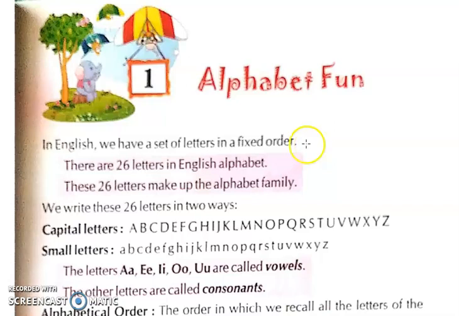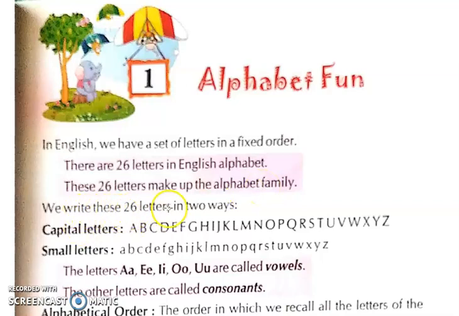Now first of all see, in English we have a set of letters in a fixed order. What is a fixed order? See this: A, B, C, D till Z. This order is fixed. ऐसा नहीं है कि एक के बाद K आएगा या फिर M आएगा. ये order fix है. A के बाद B ही आएगा और B के बाद C ही आएगा. That is the fixed order. They are called the alphabets. How many alphabets are there? There are 26 letters in the English alphabet. These 26 letters make up the alphabet family.